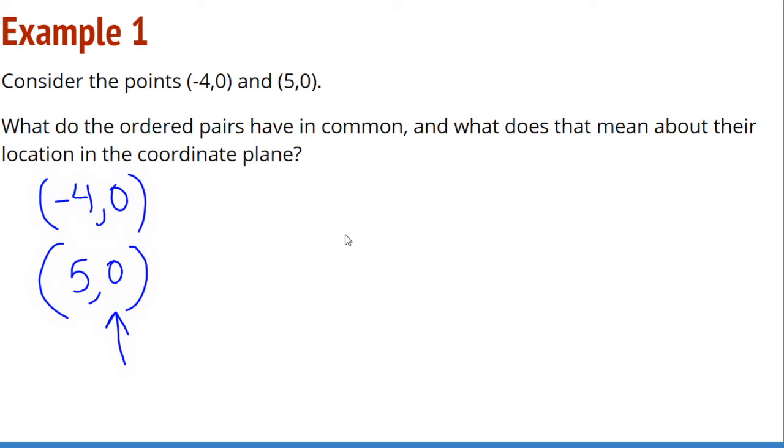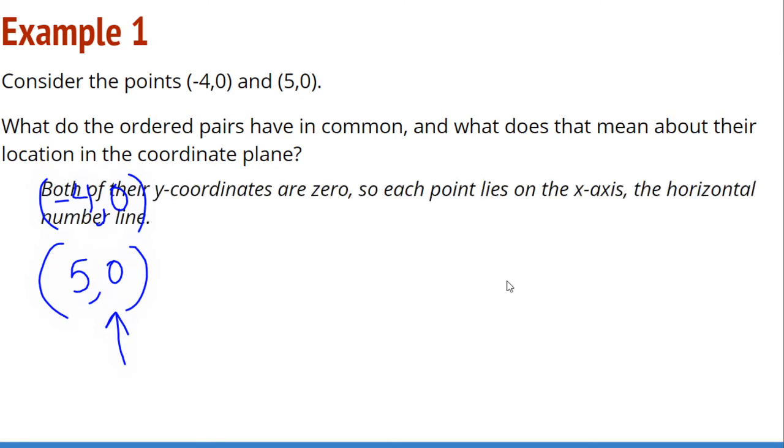They share that. Now if they share a y-coordinate, that means that they're on the x-axis. They're not above the x-axis, they're not below the x-axis. That means that these 2 points are on the x-axis. They're just in different spots on the x-axis. Both of their y-coordinates are 0, so each point lies on the x-axis, which is the horizontal number line. Okay.